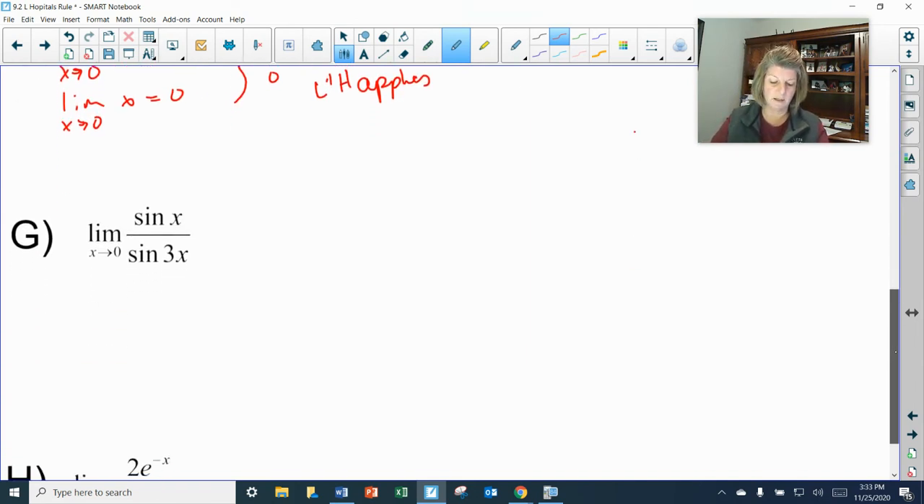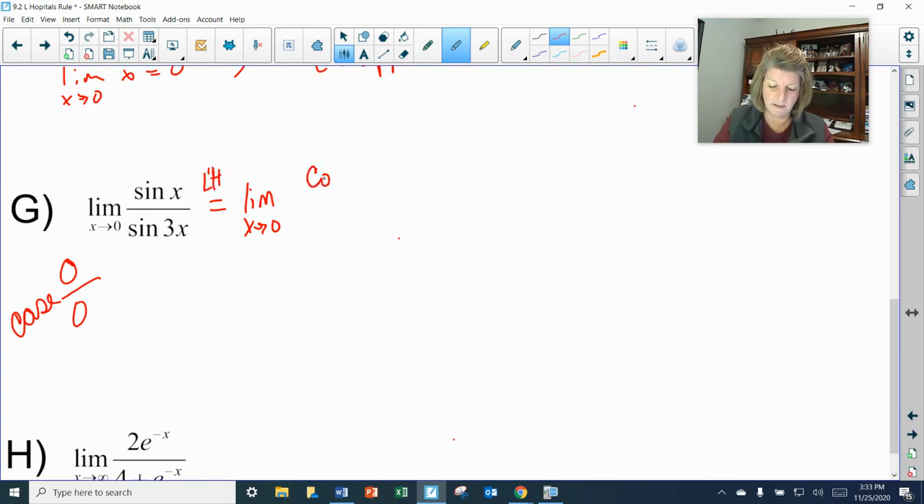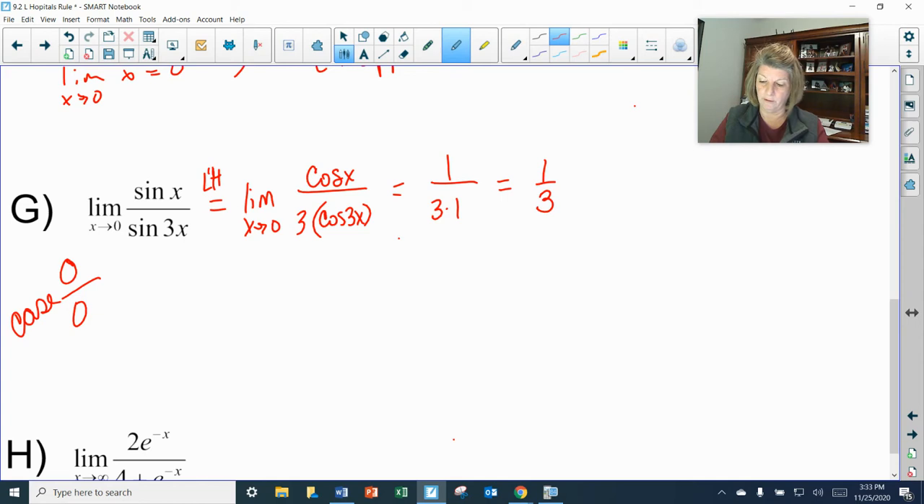How about sine x over sine 3x? Well, I recognize this as a 0 over 0 case. I'm just going to write that over here rather than showing all that limit. And I'm going to have the limit as x goes to 0. This is using L'Hopital's. So sine is cosine. Bottom is cosine 3x, chain rule, derivative of 3x is 3. So throw in 0, we get 1 over 3 times 1 gives us 1/3.